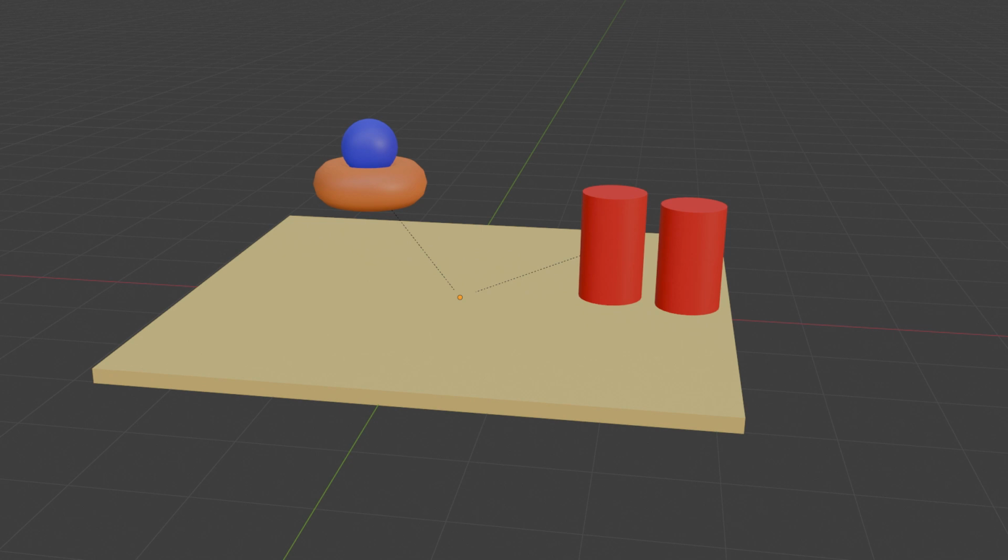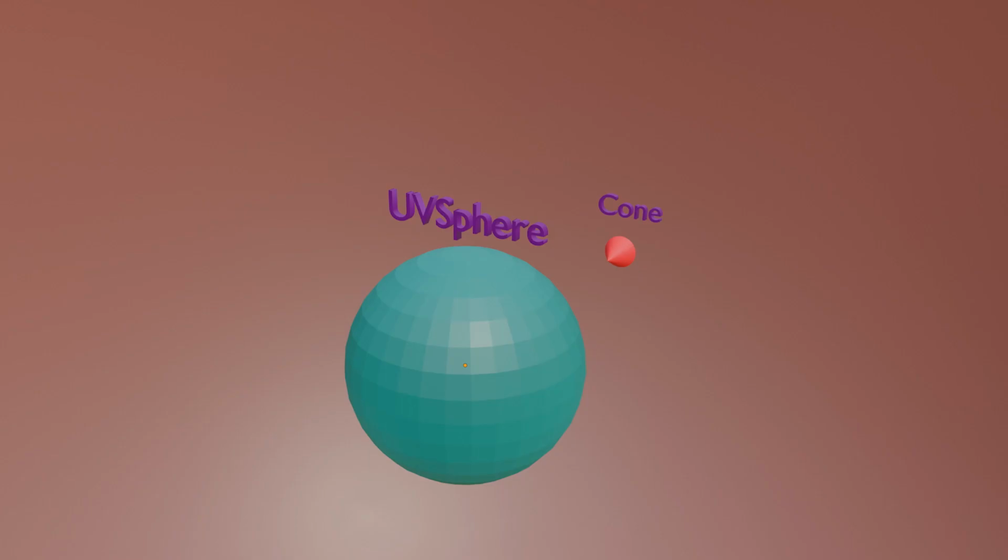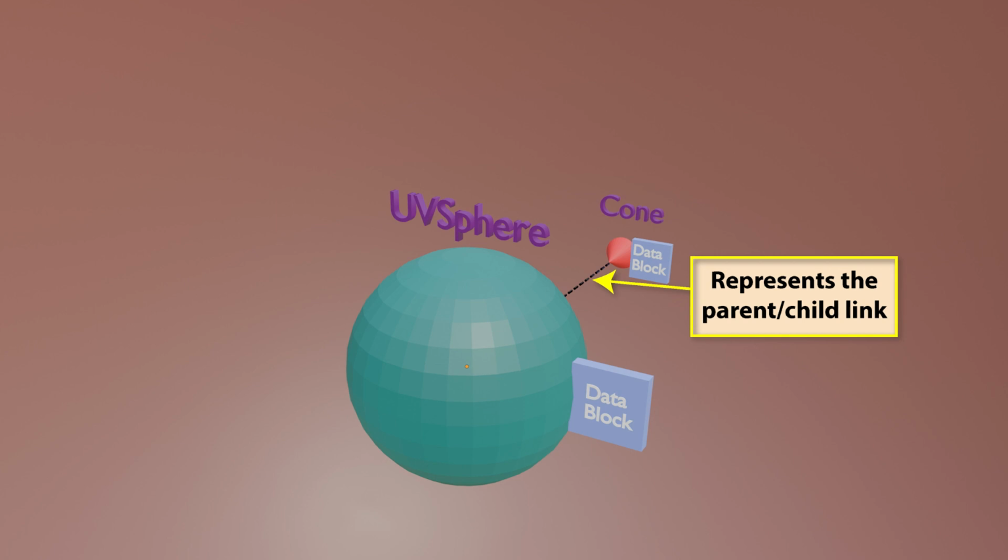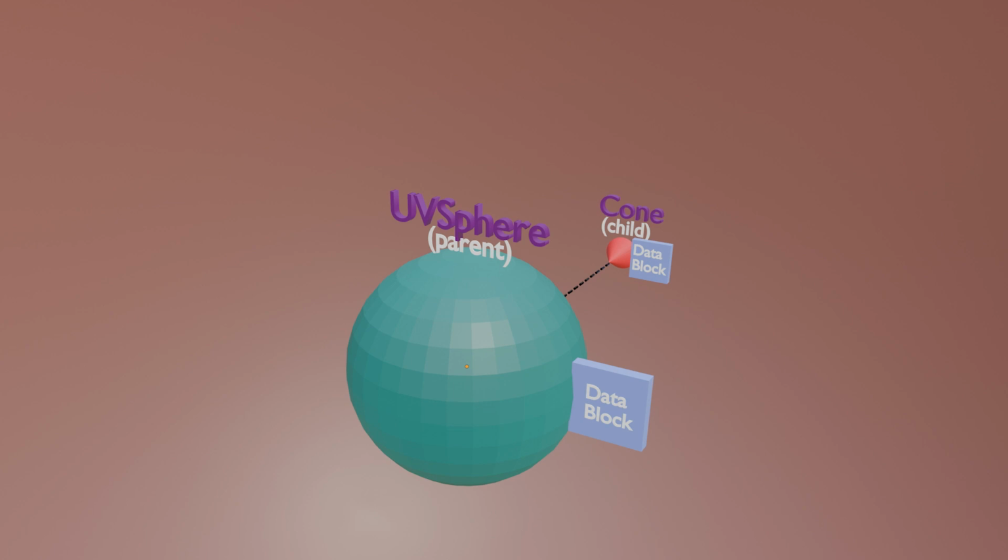But there are additional options, and to help us understand these other features, it helps if we are aware of some more detail on how Blender implements parenting. Let's assume we have a scene containing a UV sphere and a cone. Blender will assign each of these its own data block, which will contain, amongst other things, details of its position, orientation, and scale. When we make the sphere the parent of the cone, Blender will display a broken line representing this relationship. But Blender also sets up a data block known as the parent inverse matrix.